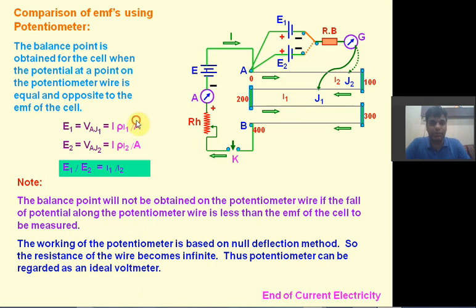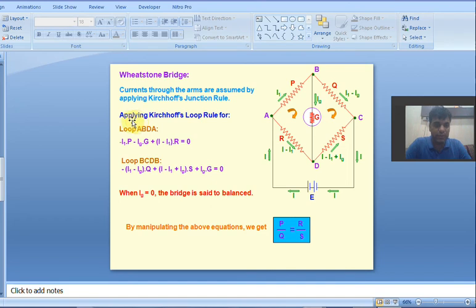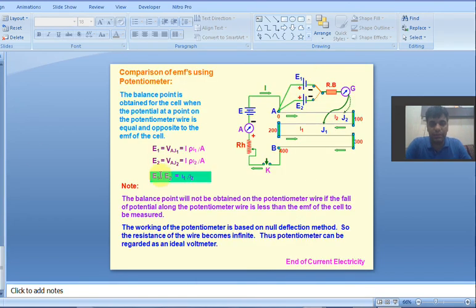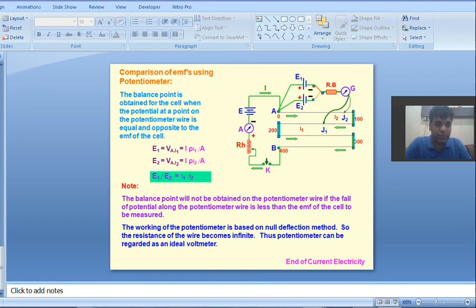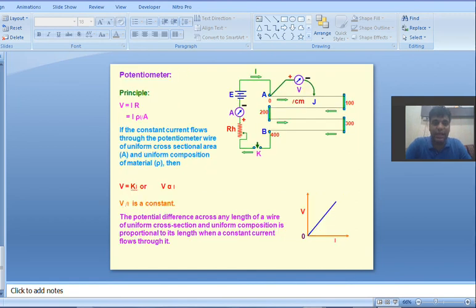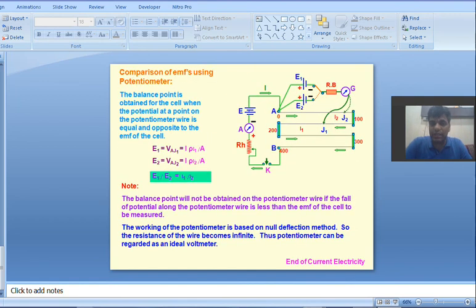Now we come to the next point. So in this lecture we have discussed the meter bridge, Wheatstone bridge, potentiometer, and how the potentiometer can be used to measure the potential difference and to compare the EMF of cells.